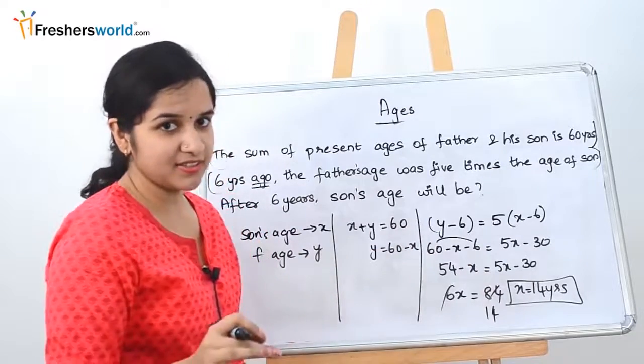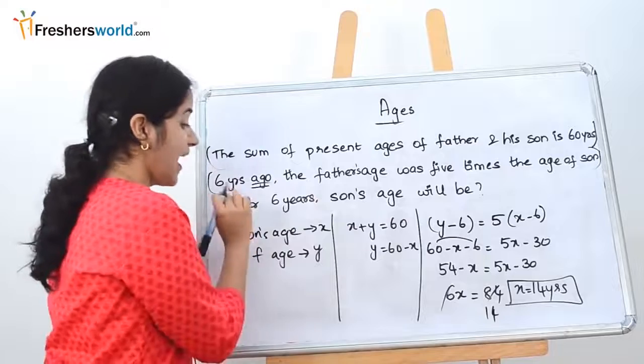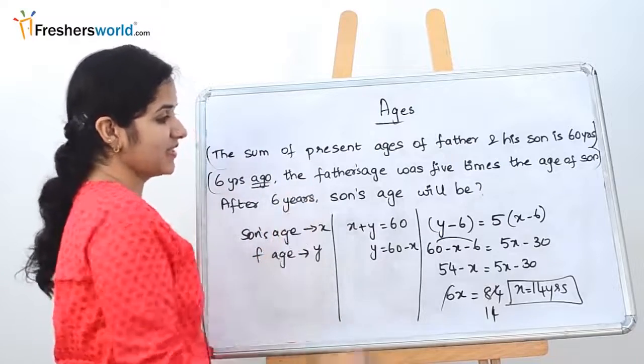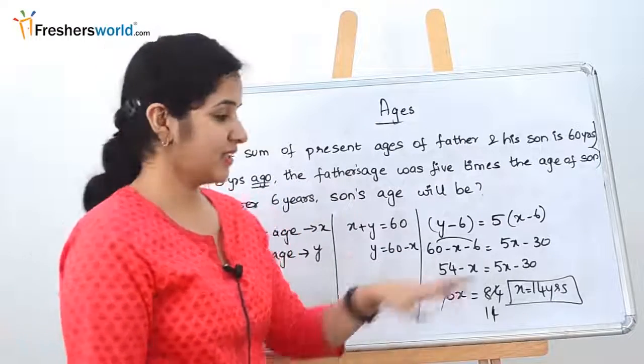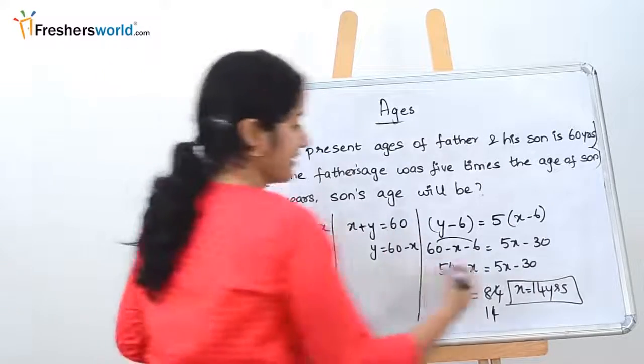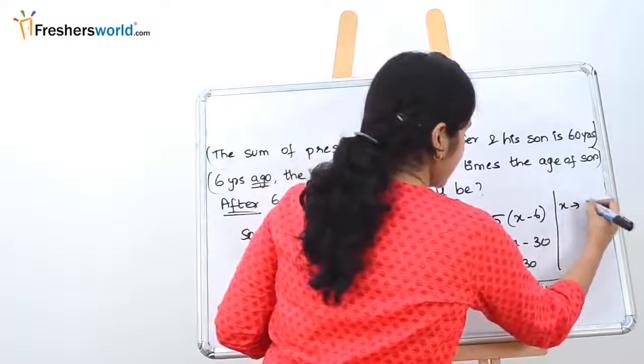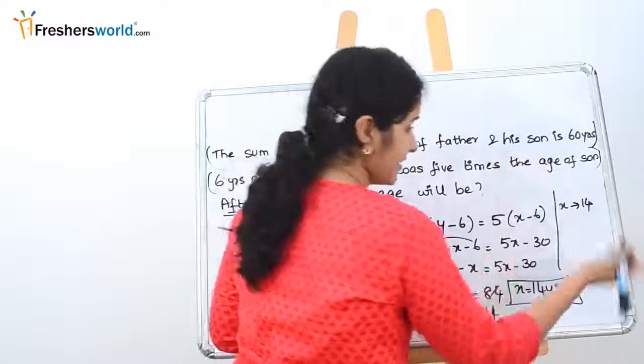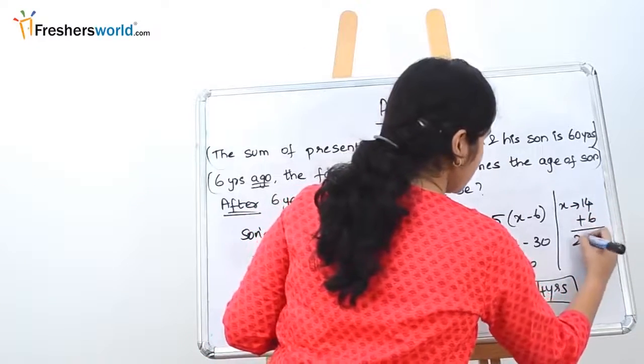Are they asking for the son's age? No. Read the question again. After 6 years, what will be the son's age? The present age of the son is 14. After 6 years, after means you have to add. So the present age is 14 years, after 6 years, so plus 6. So 20 years.